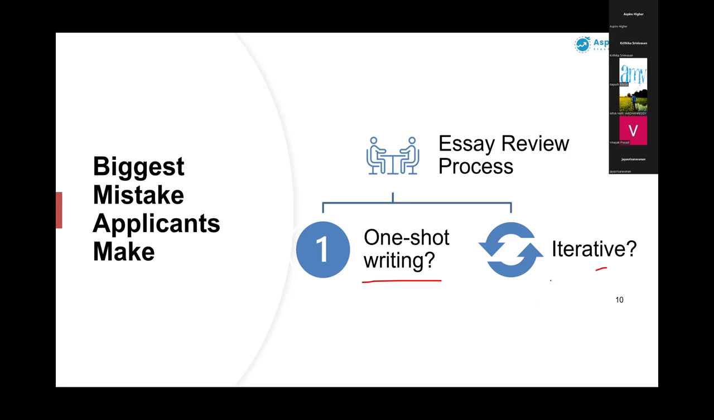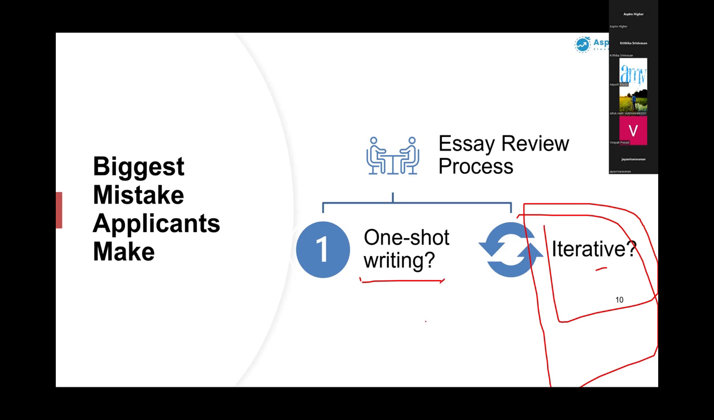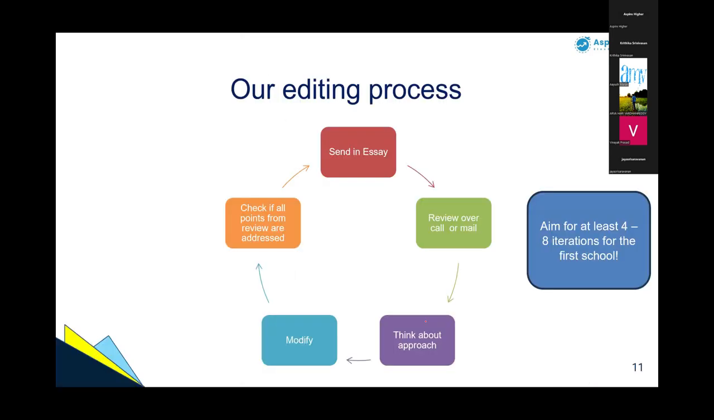It is iterative in nature. Don't think, oh, I'm going to get the perfect essay in the first attempt. You will get nonsense like ChatGPT did. It will not work. It's an iterative process. How is it iterative? It's iterative in this fashion. You are going to send an essay. Number one, it starts like this. Then we are going to review over a call, or we will send you the review by mail, depending on the situation.